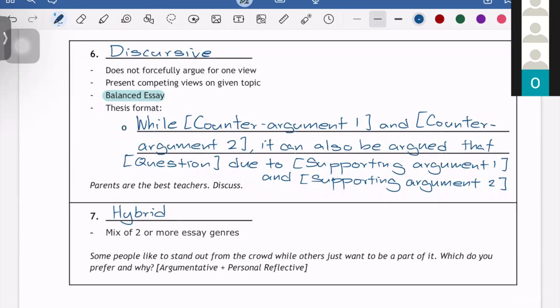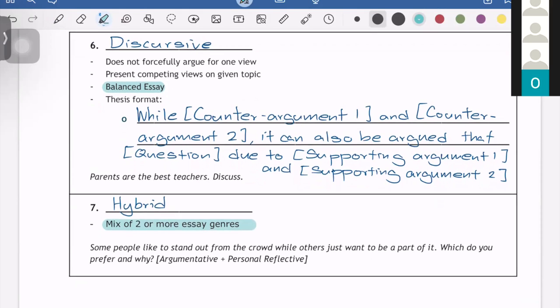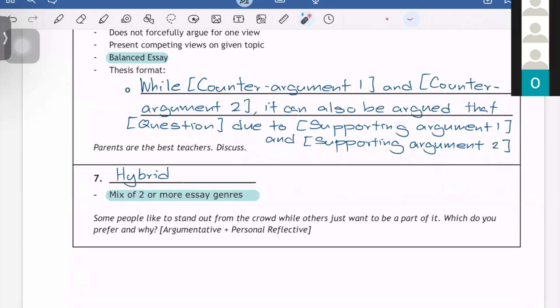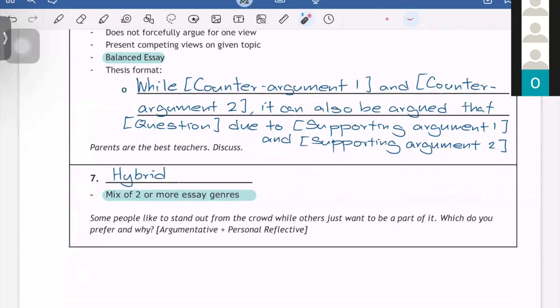This means a mix of two or more essay genres. Most of the time, they like to mix one genre with personal recount. So they may give you an argumentative essay, like the example here. They ask you which do you prefer and why, because some people like to stand out from the crowd, while others just want to be a part of it.